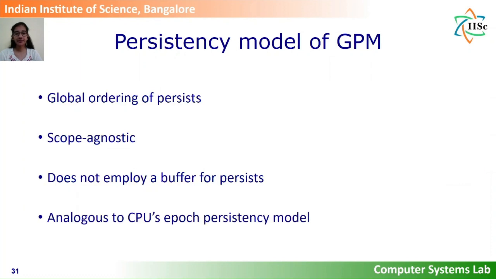We compare SBRP against GPM. GPM allows GPU kernels to access PMs directly. A system scope thread fence is used to dictate ordering boundaries. We find that GPM follows a scope-agnostic, unbuffered persistency model. The model is similar to CPU's epoch persistency model as it employs system scope fences that act as epoch barriers and globally order all persists.